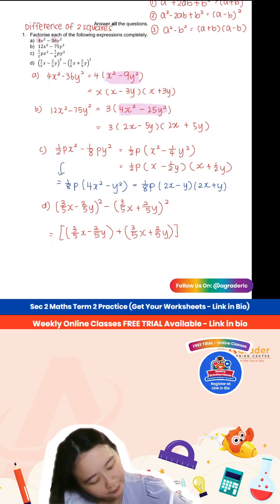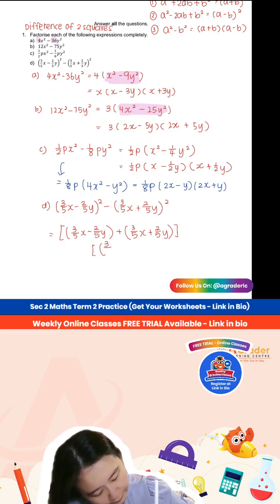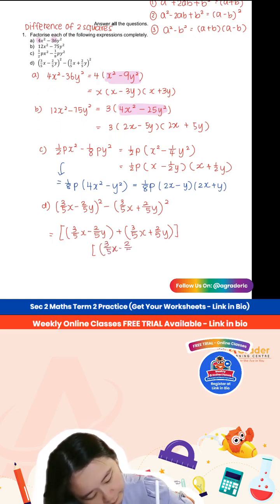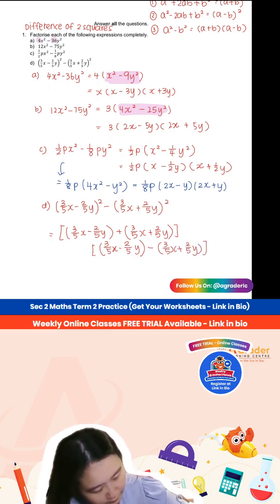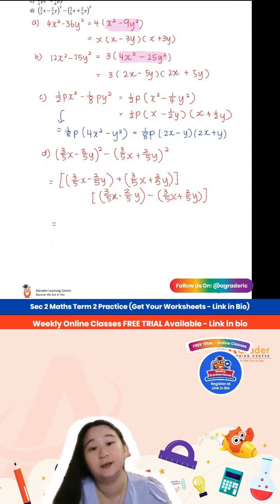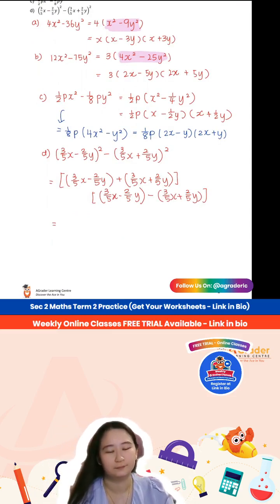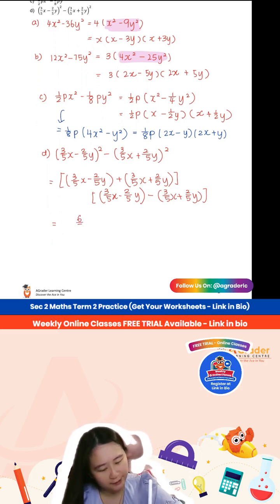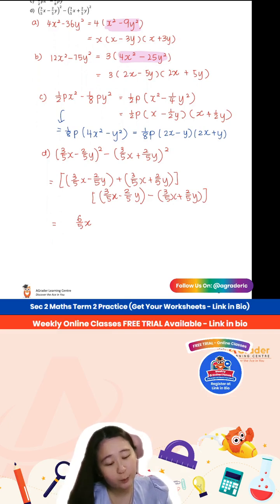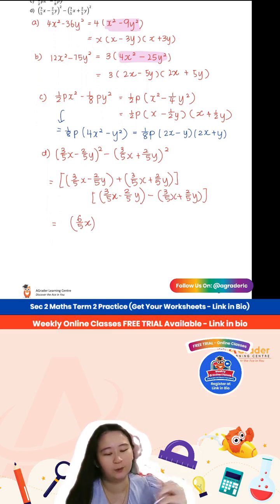And multiply with a minus b. Then from here we can simplify. So 3 over 5x plus 3 over 5x, we have 6 over 5x. Negative 2 over 5y plus 2 over 5y is 0. So this is what we will get from the first bracket.